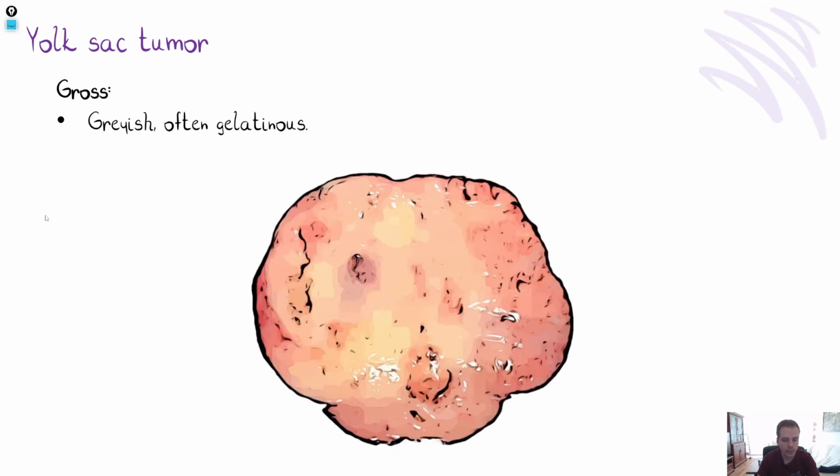And it looks like this. One of the typical features of yolk sac tumor is that the tumor contains a lot of myxoid substance. So the tumor is very gelatinous, loose, jelly-like, and grayish.